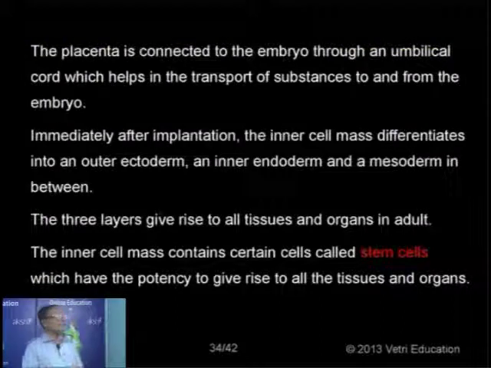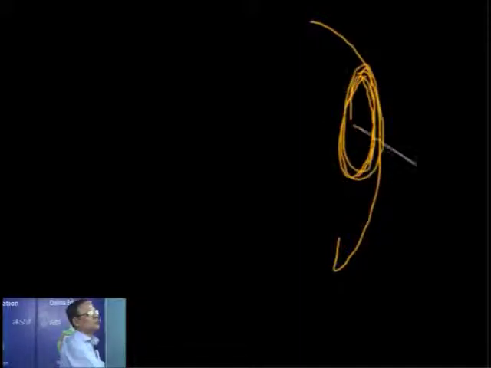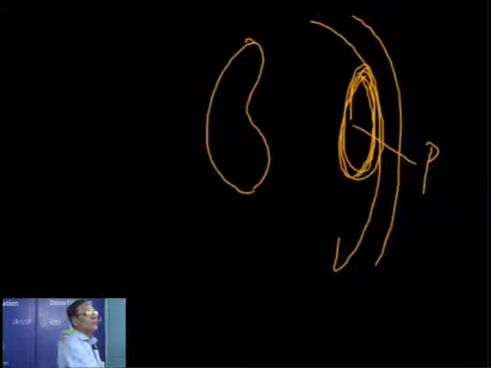Now, the placenta is formed, as I mentioned already. Suppose this is the uterine wall, and this is the placenta, a plate-like structure. Here is a developing embryo. The placenta is not connected directly. Once it is formed from the trophoblast, it is connected to the intestine of the embryo by means of a tube. The name of the tube is the umbilical cord.